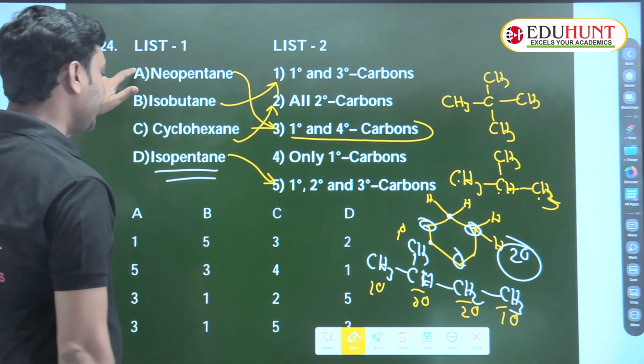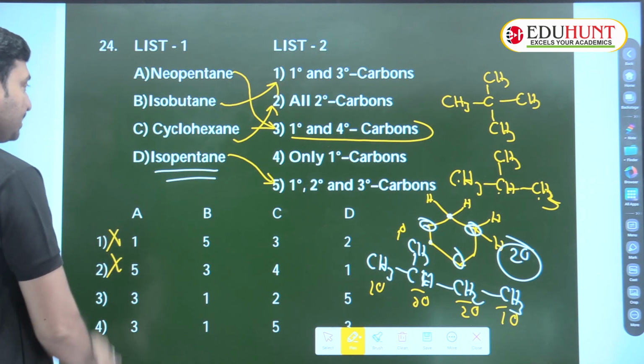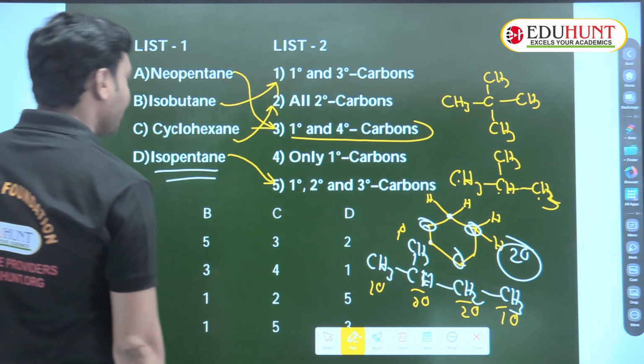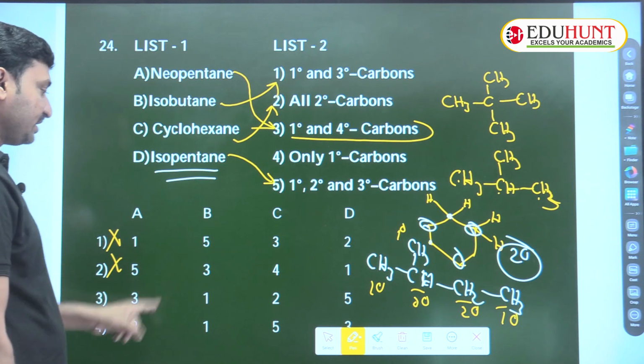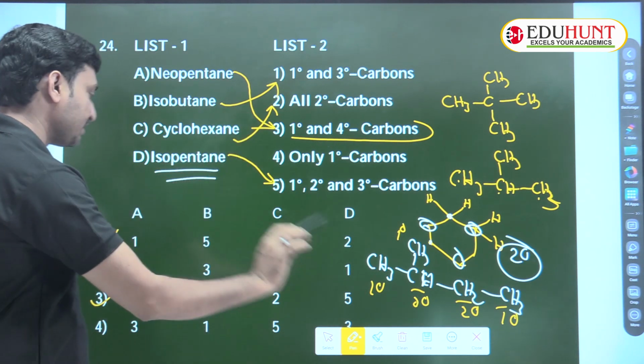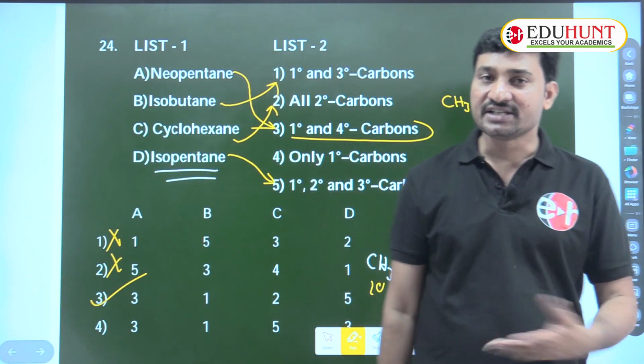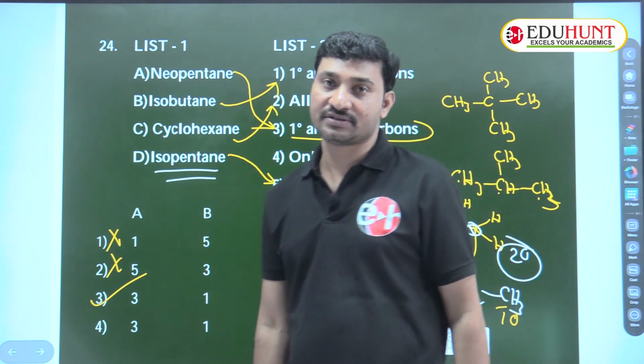So A3, this one eliminate. B1, A3, B1, C2. So the right answer is the third option. Clear? Easy question only, finding hybridization. Okay.